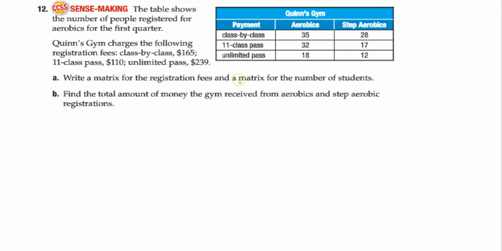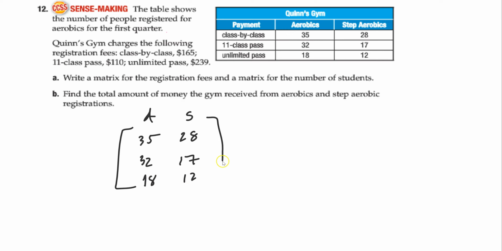Write a matrix for the registration fees and a matrix for the number of students. Okay. So the number of students, let's do that first. So aerobics and step aerobics. 35, 28, 32, 17, 18, and 12. Remember, this is class by class, 11 class and unlimited. So just keep in mind this is a 3x2.